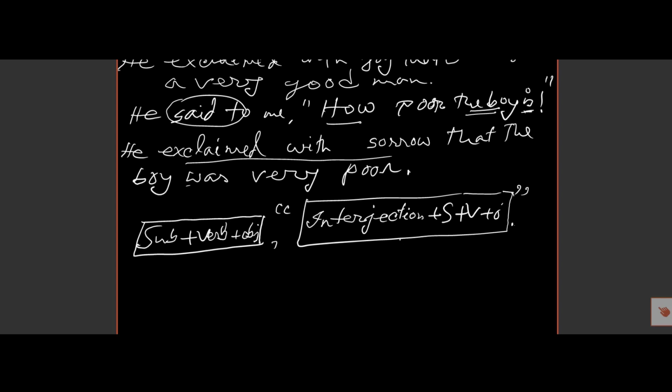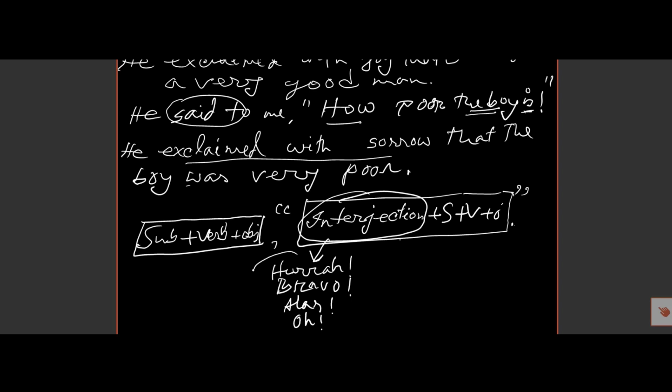So we know what interjections are. We know interjections are there. This hurrah, and of course there will be an exclamation mark after the word. So hurrah, bravo, alas, oh, these are the examples of interjection.